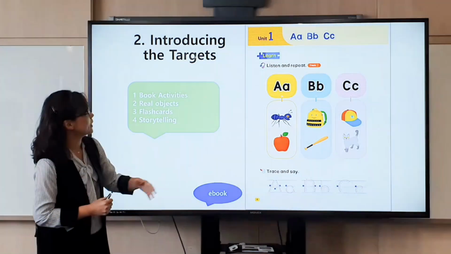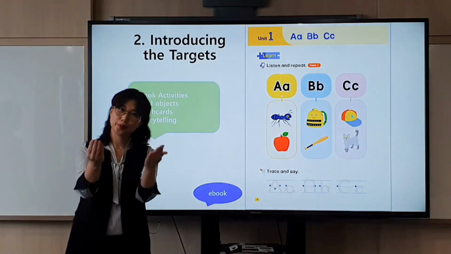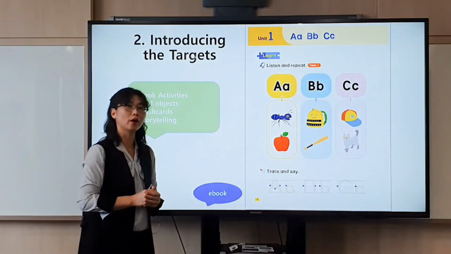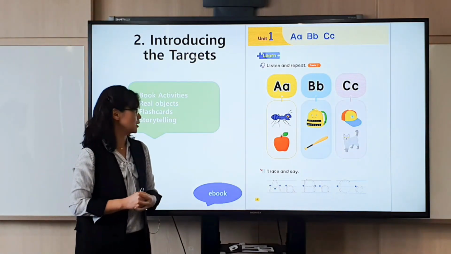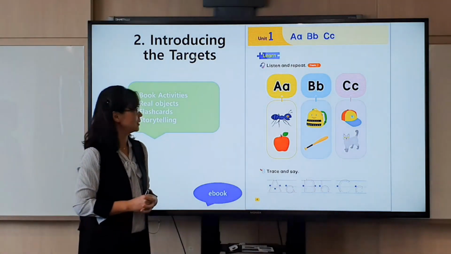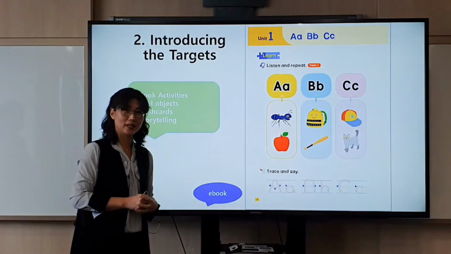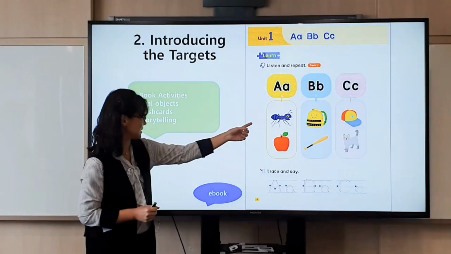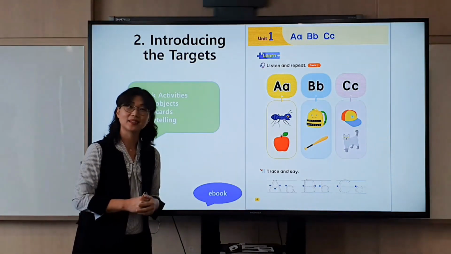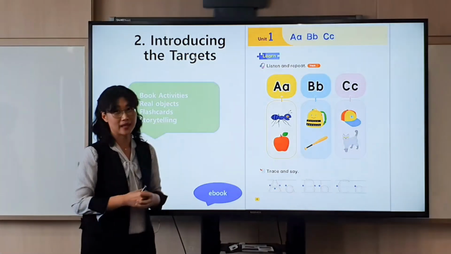Look at the book. Open your book and let's look at page 4. Can you look at the pictures? What can you see? Can you see the apple? Yes. What else can you see? Can you see the cat? Yes. And what's this? It's an ant. You can talk about the pictures first, and then introduce the sound.